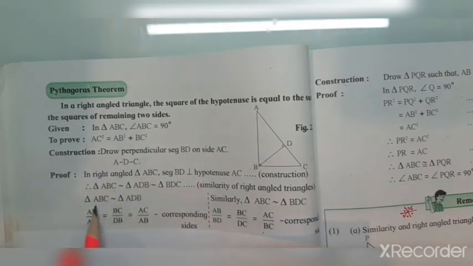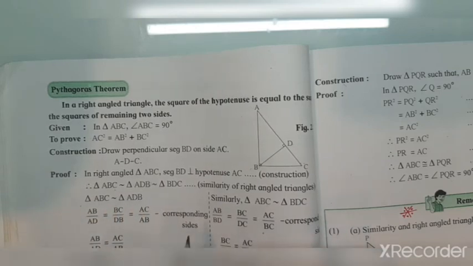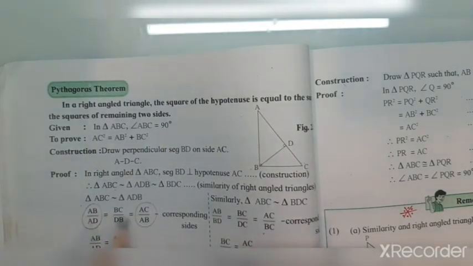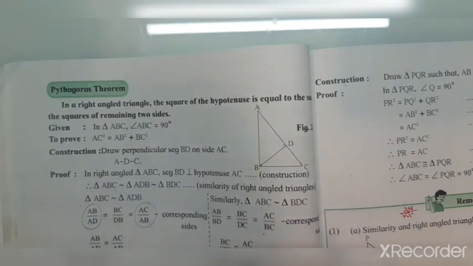Since they are written according to one-to-one correspondence, we can take directly from here: AB upon AD, BC upon DB and AC upon AB, corresponding sides of similar triangles. From this we will take the first and the last, because we want a square. Only if we take the first and the last ratio, AB into AB becomes AB square. So you have to decide which two ratios we are going to take. AB into AB is AB square, equal to AC into AD. This becomes our first statement.